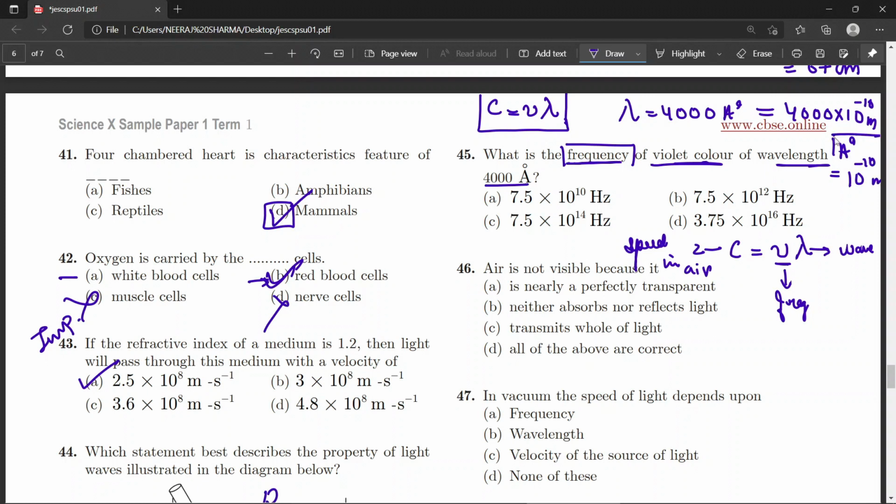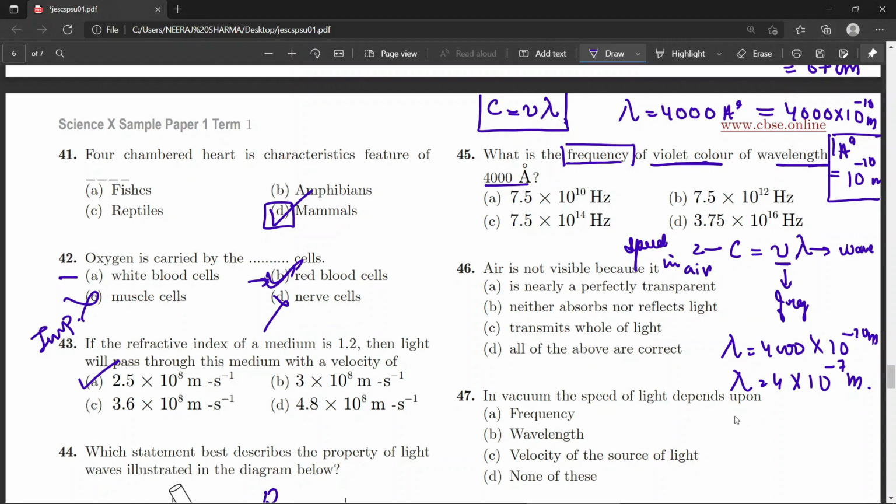This also you have to learn if you don't already know it. All right, so we have our wavelength as 4000 into 10 raised to power minus 10 meter, or it can be written as 4 into 10 raised to the power of minus 7 meters. I hope this is clear to you, right?